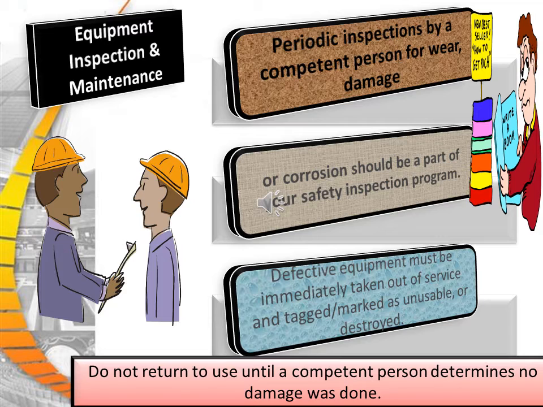Periodic inspections by a competent person for wear, damage, or corrosion should be part of your safety inspection program. Defective equipment must be immediately taken out of service, tagged, marked as unusable, or destroyed. Do not return it to use unless a competent person determines no damage was done.